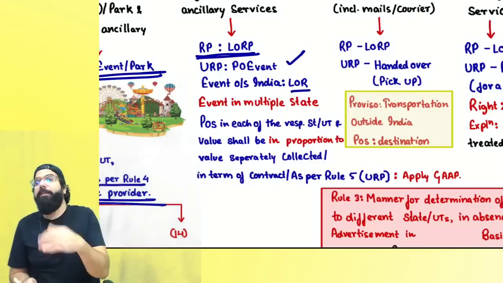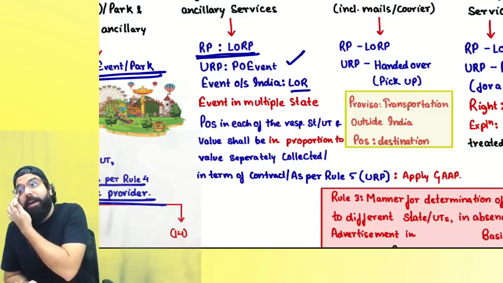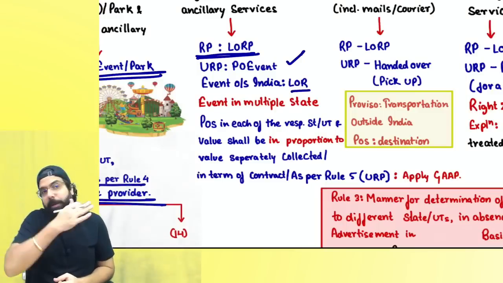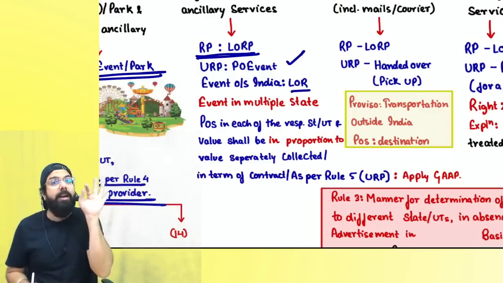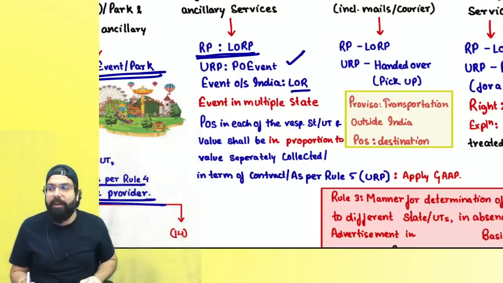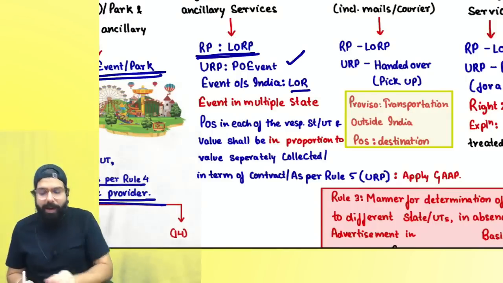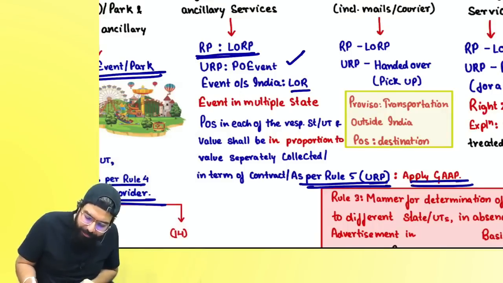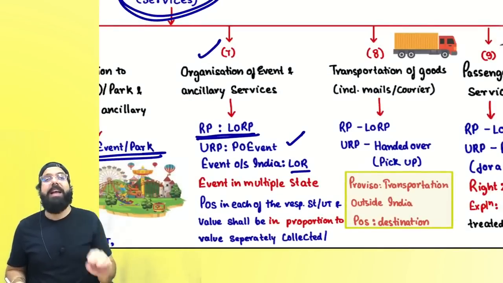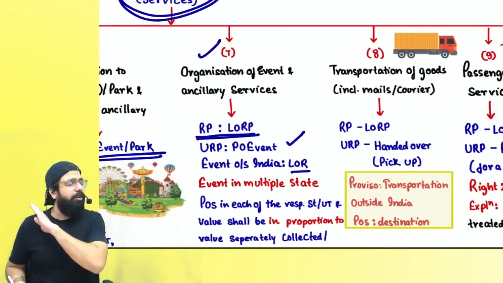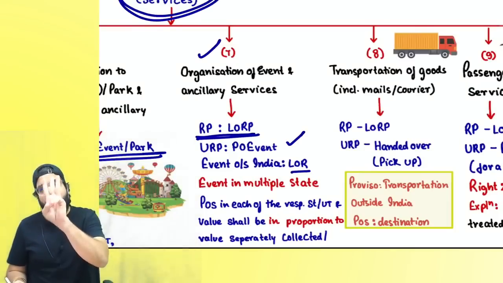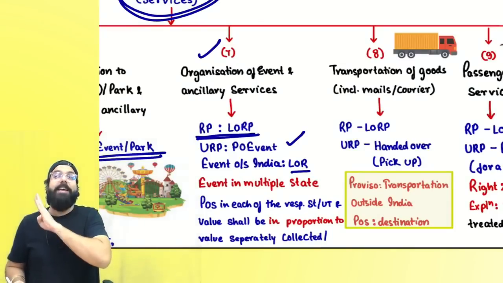If the event is being organized for an unregistered person and the event is happening in multiple states, say you organize the marriage of a person in multiple states, then place of supply is in multiple states, so value apportionment. If you have collected separately, then separate value. If you have not collected separately, then as per the contract. If the contract is not telling anything, please apply GAAP. But remember one thing, always remember organizing of event and ancillary services for a registered person is always the location of the registered person; for an unregistered person, place of event; outside India, location of recipient; otherwise apply GAAP.